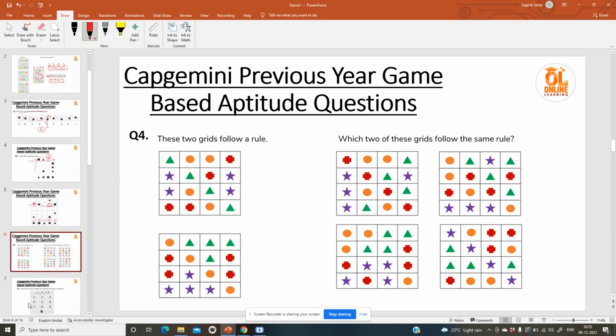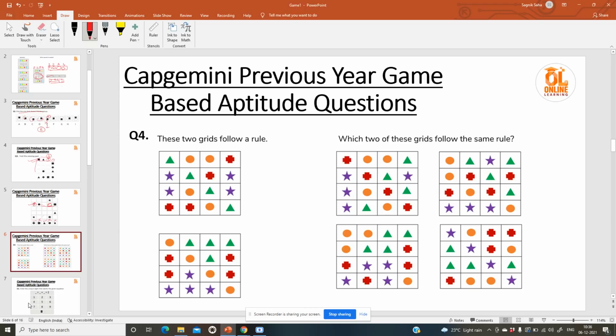So this is again a grid based question. They have given two grids that follow a rule. Now you have to find which two of these grids follow the same rule as given in the question. One trick to solve this type of question is, first check the columns, then check the rows. If you find nothing common, then check the diagonal. In 90% of the cases, you will find something common in diagonals, columns or rows.